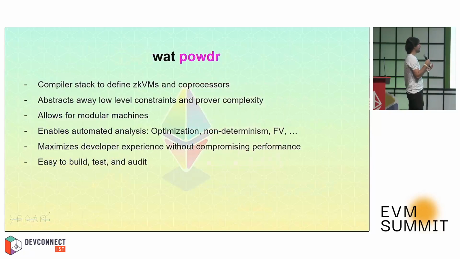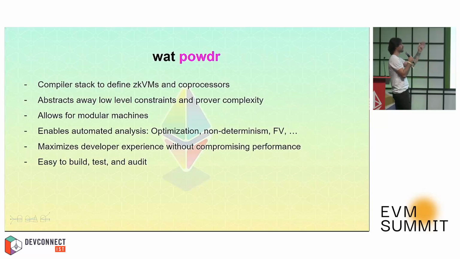But what exactly is Powder? Powder is a compiler stack. It's basically a compiler. One word: compiler. It's a compiler stack that defines zkVMs and low-level coprocessors. So instead of writing a specific VM that has a fixed instruction set, Powder is not a VM. It's a compiler and language where you can define any VM you want. It abstracts away all the details of specific circuit writing for VMs and allows for different optimizations. It allows for modular machines, which also helps with development, security auditing and so on.